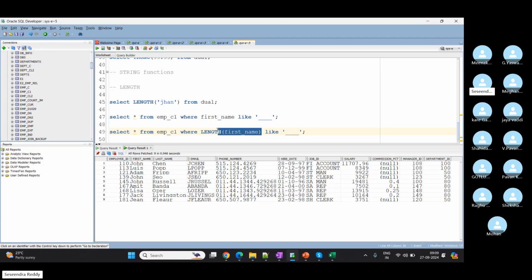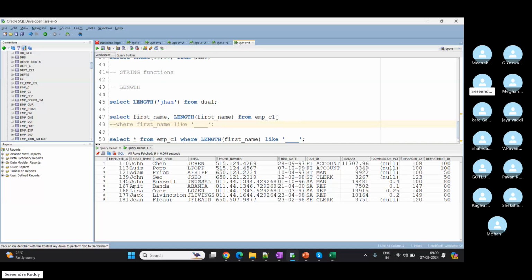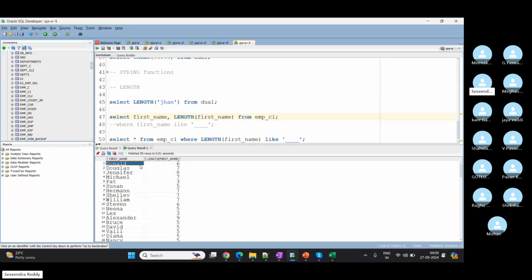Before that, we'll see how this looks on the table. First name, and I don't want to use this where condition, so commenting it out. You see, it is the actual name, and if I use the length function on first name, we can see the length of characters. So Donald has 6 characters, Douglas has 7 characters, Pat 3 characters, right?